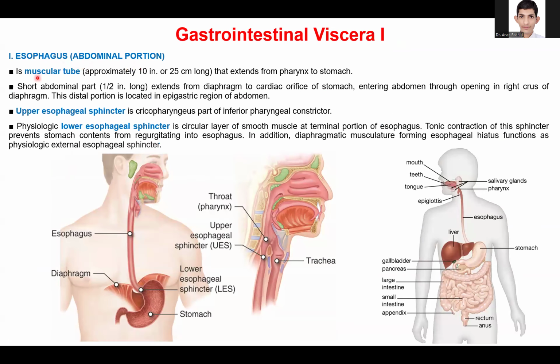Esophagus, abdominal portion, is a muscular tube, as can be seen in the figure. We have the esophagus here.